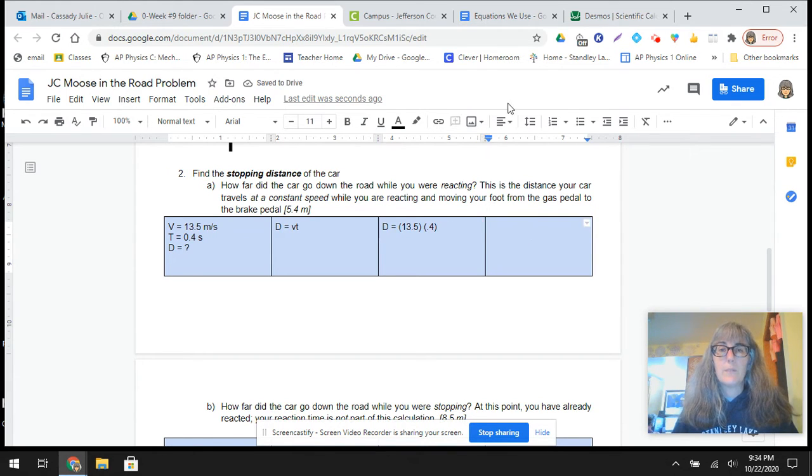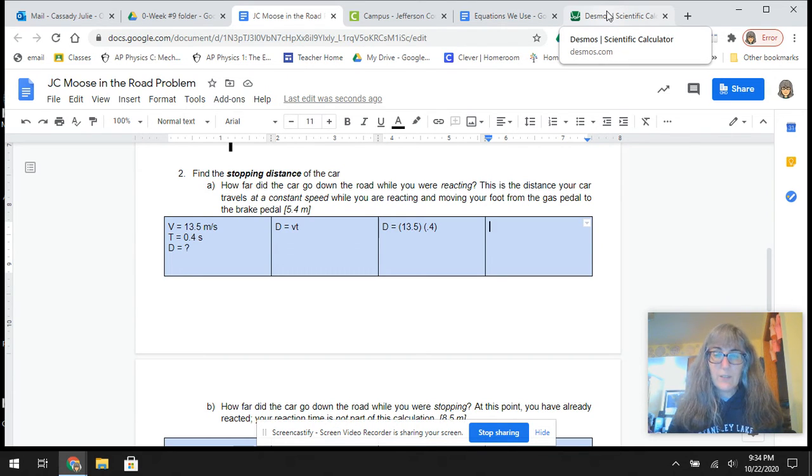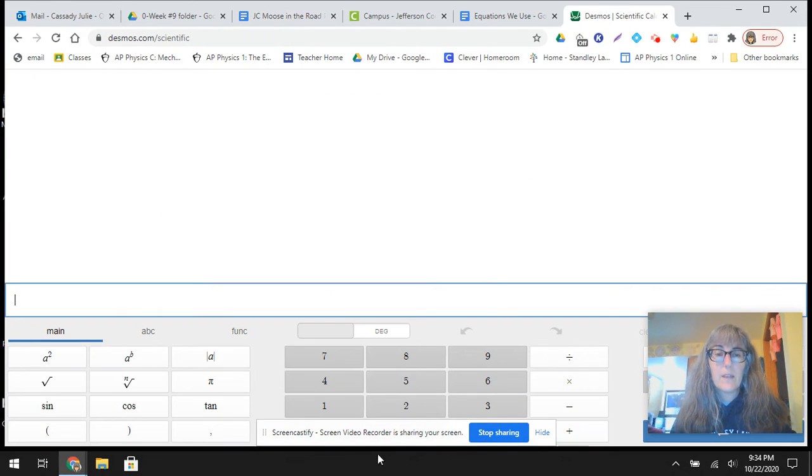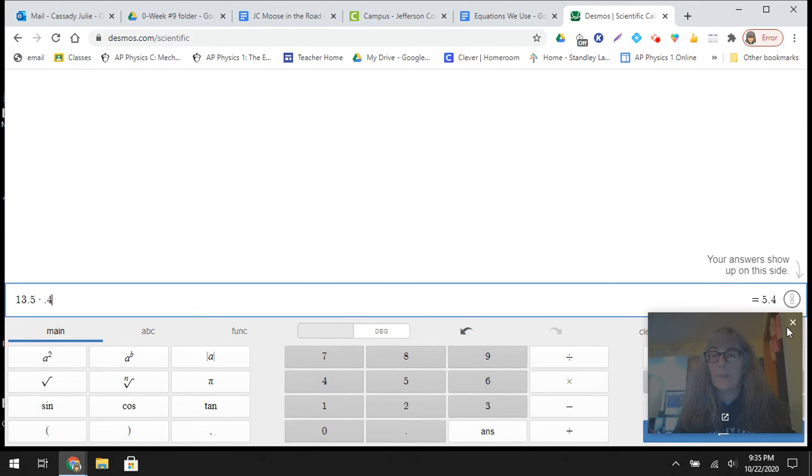And now we need to multiply that. Whatever calculator it is that you use, that's what you should use. I like this kind the most, but I'm going to show you using that on Desmos. So we have 13.5 times 0.4. And what that gives you is 5.4.